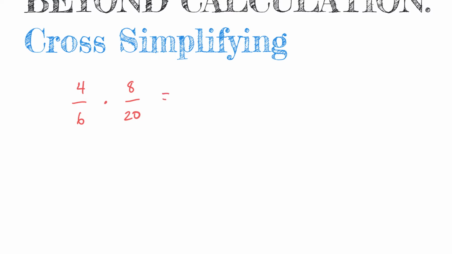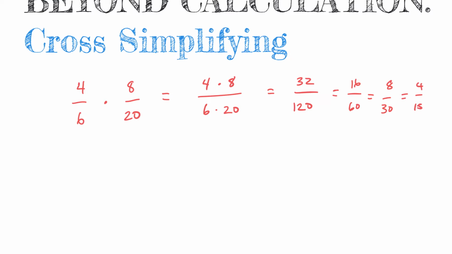If we were just doing traditional operations, we would do 4 times 8 for the numerator and 6 times 20 for the denominator. And then we would have to multiply those out and then do a whole bunch of simplification. Let's see, that would be 16 over 60, and then 8 over 30, and then 4 over 15, and we would finally get a solution that is in simplest form.